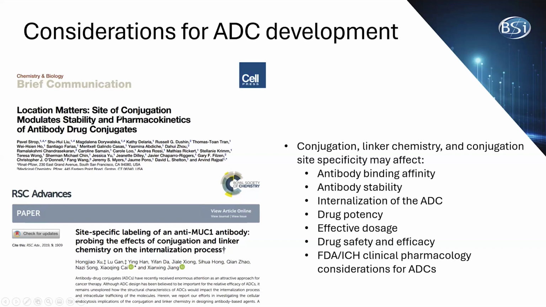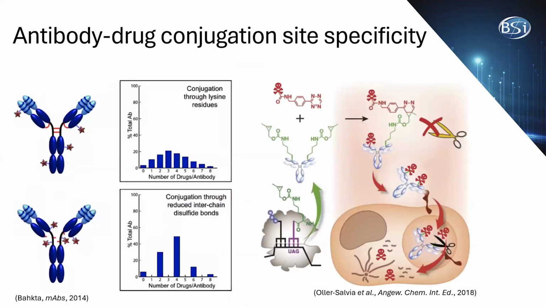And there have been a number of reports, I've just highlighted a couple here, demonstrating that location definitely matters. So where that conjugate is attached can definitely affect the stability and pharmacokinetics of that ADC. And also where the drug is attached may affect whether that ADC will be internalized by that targeted cell. So that being said, it's important to perform in-depth characterization of these ADC products during development to ensure you're producing a drug with the desired activity.